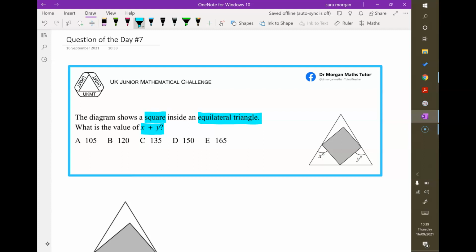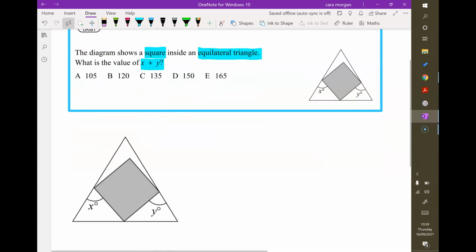When I read that, I notice that it's asking for the value of x and y. Often students jump to the conclusion that you need to find x, then find y, and then add your answers together. I would challenge that and say that really you only want to know what the value of x and y is. Maybe the individual values of x and y are not actually that important in this question. So those are my initial thoughts.